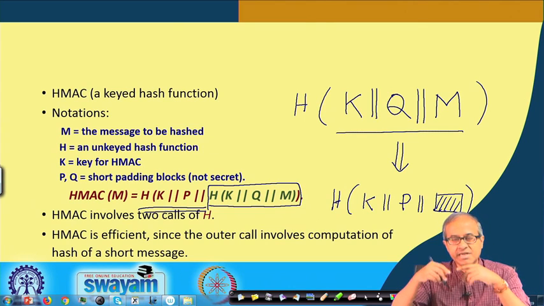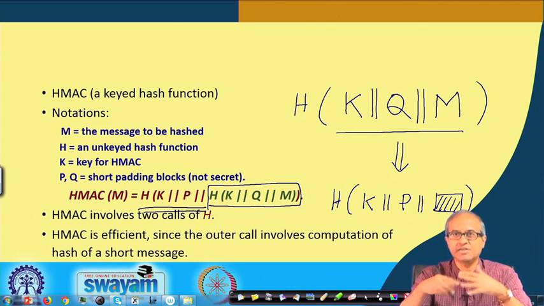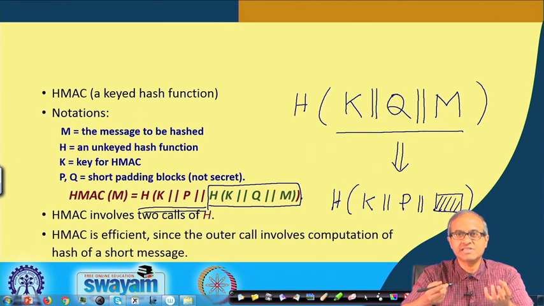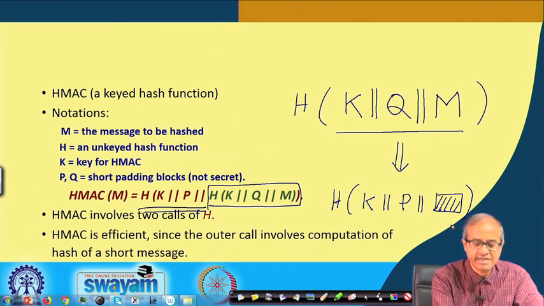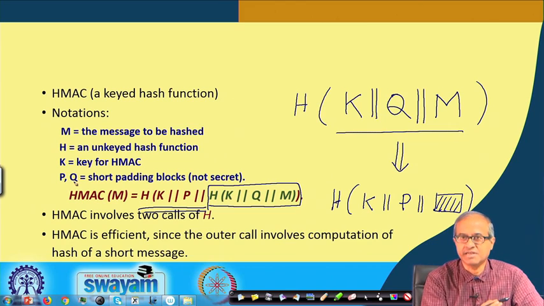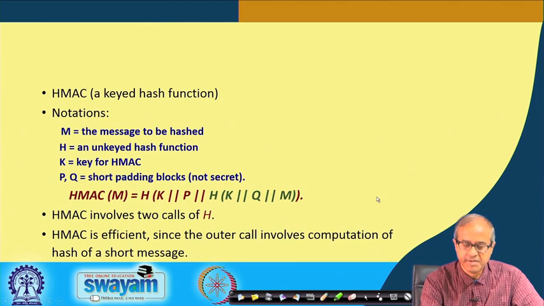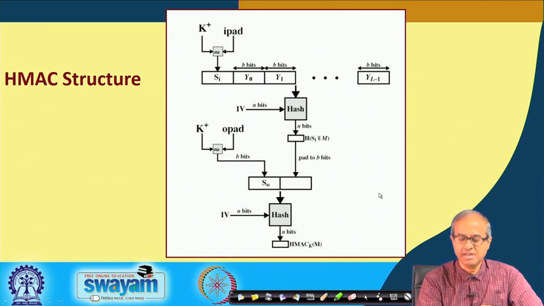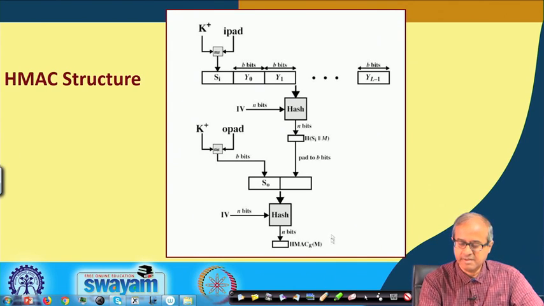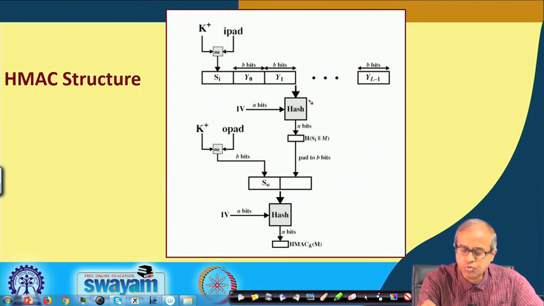For added protection, it computes the hash function 2 times. It uses a secret key. In addition, it uses some random padding blocks p and q, right. Because it does not use encryption, it is efficient to compute. So, I am showing this pictorially. So, here there are 2 hash function computations, one is here, other is here, right.